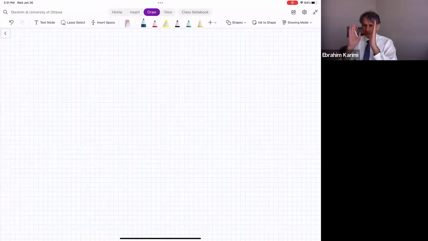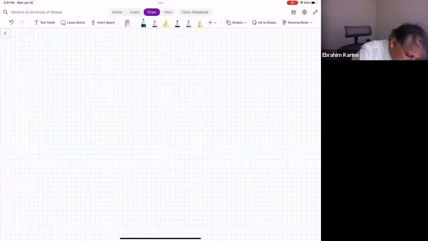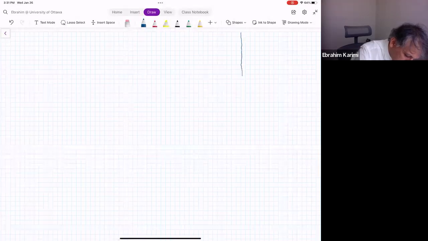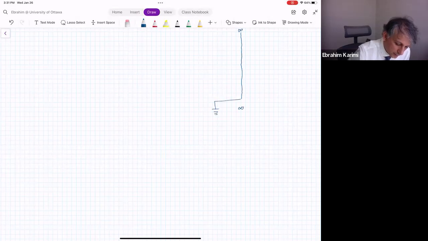I will look at it from this perspective. That is my plane, which goes to infinity, okay? And it is grounded, so that is at zero potential. And I choose the coordinates x, y, let's say. This is x. This is y, which is orthogonal to that, and z is along this direction.